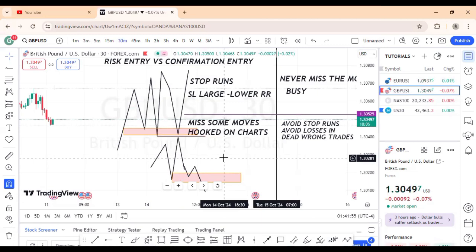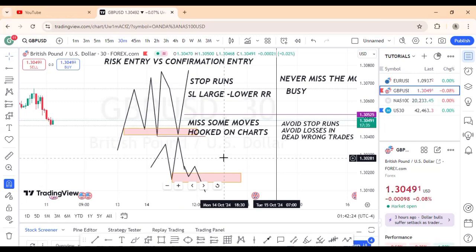And you can also avoid stop runs. If you take a loss, then it's a loss, but you won't have the market take you out and then reverse. It doesn't happen when you wait for confirmation entry, right? Confirmation entry helps to filter those trades where you are dead wrong, and you avoid some stop runs. You can't avoid all, you're going to avoid some stop runs. Those are the two major advantages.